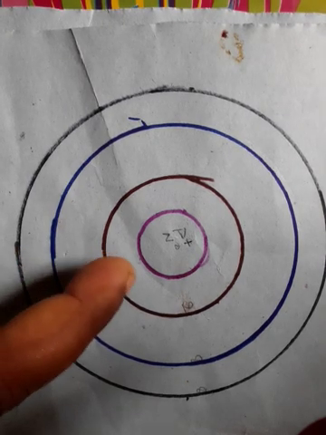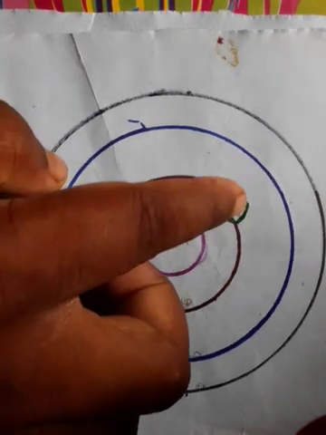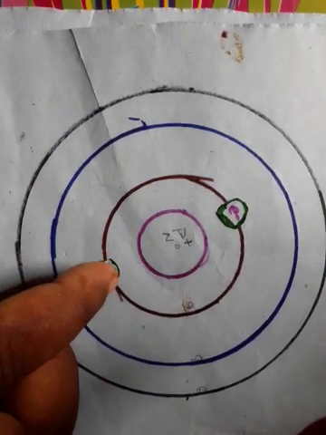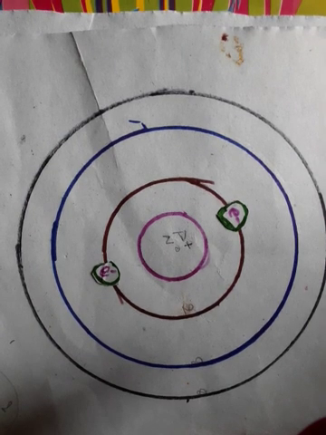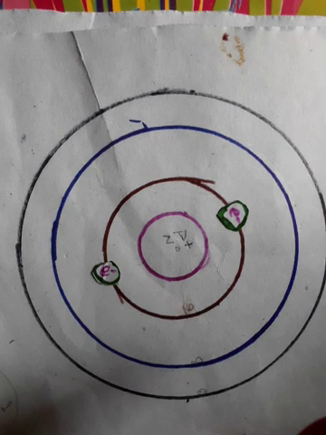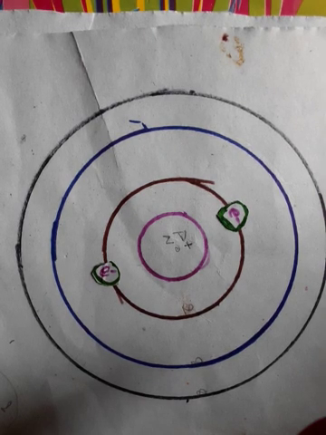Now talking about helium, helium has 2 electrons, and in the first orbit there are 2 electrons of helium. So this is the atomic structure of helium. Now next, talking about lithium. Lithium has 3 electrons. Why? Because for hydrogen, helium, lithium, the atomic number is 3.